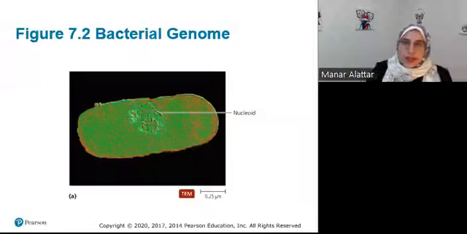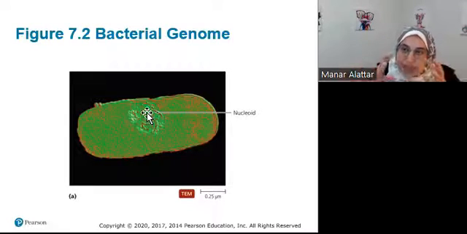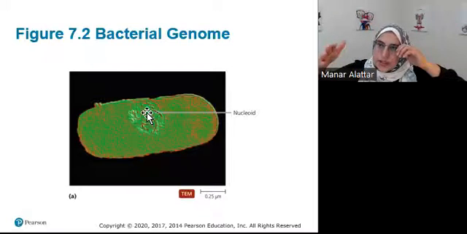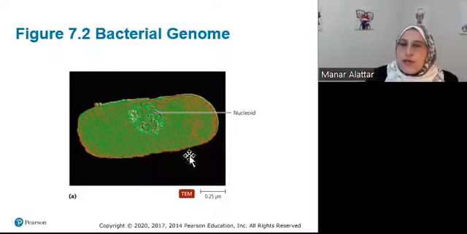So let's look at this. Here's our E. coli cell, and it has its genetic information kind of condensed in a specific region without a lot of membrane. You know, there are some cells that have a little bit of kind of membrane folding that allow for this, but not a full-on membrane like a nucleus.